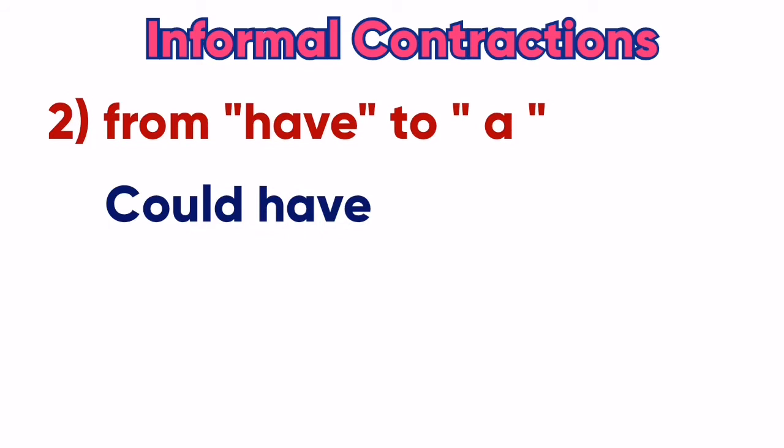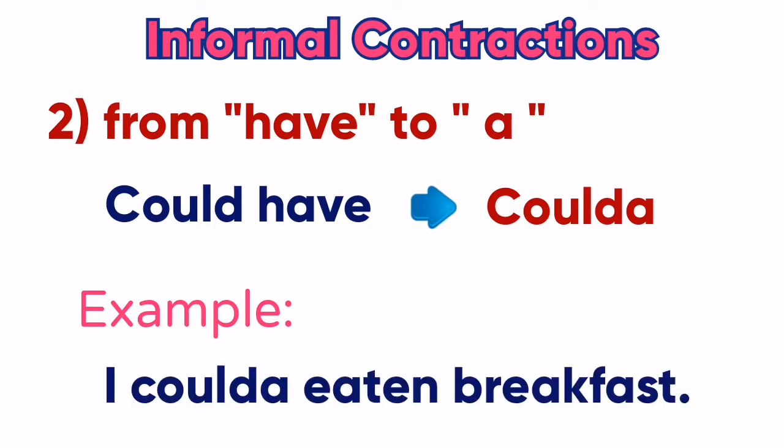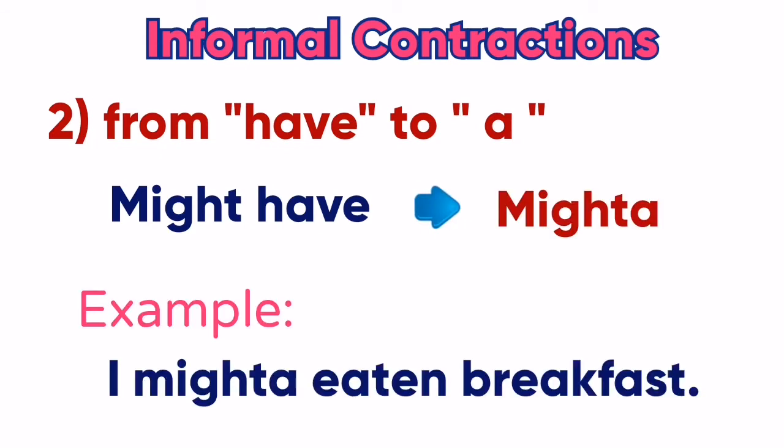Next we have could have, which will be coulda. And in a sentence you can say, I coulda eaten breakfast. And lastly we have might have, which will be might'a. In a sentence you can say, I might'a eaten breakfast.